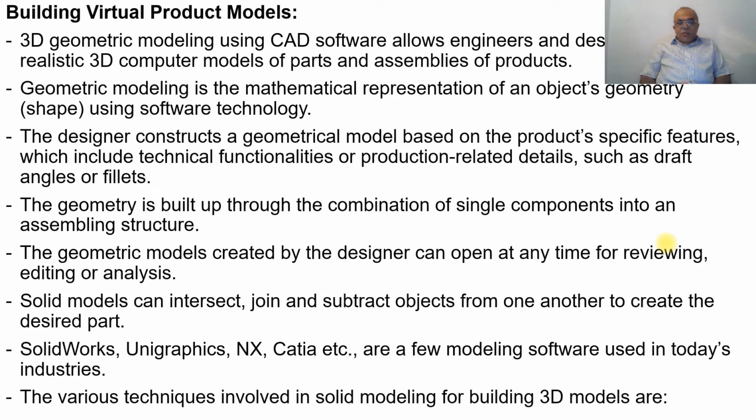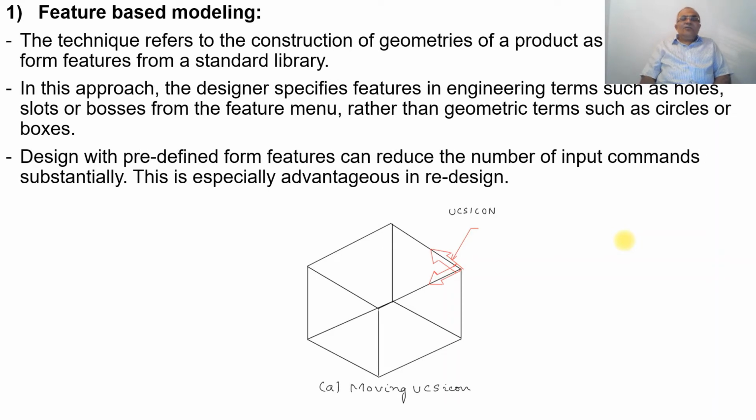The various techniques involved in solid modeling for building 3D models include feature-based modeling. This technique refers to the construction of the geometry of a product as a combination of form features from a standard library. In this approach, the designer specifies features in engineering terms such as holes, slots, and bosses from the feature menu, rather than geometric terms such as circles and boxes.